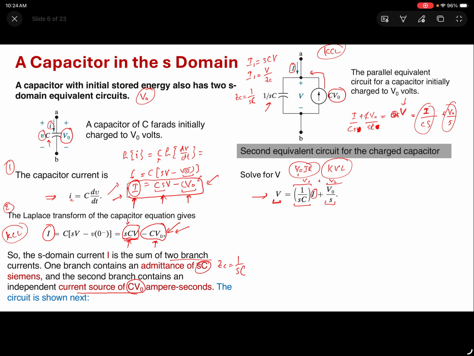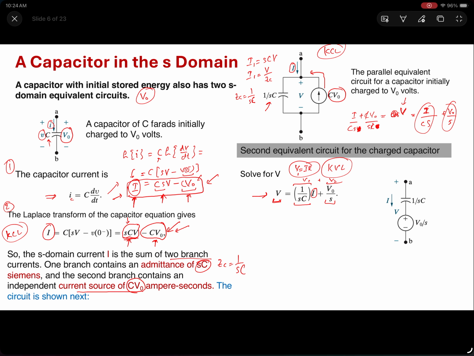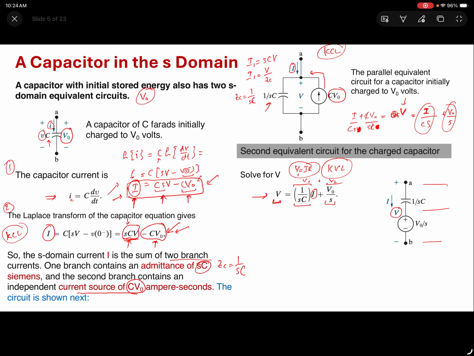So this kind of circuit shows that you can have a combination of the two voltages here, V1 plus V2, where V2 is an independent voltage source, V naught over S, and V1 is essentially the voltage across the capacitor, which has an impedance of 1 over SC. Okay, so this is how you can represent this in a series model, right? So again, this is a voltage that was a combination of V1 and V2. This voltage was simply V naught over S, and this voltage was the impedance times the current flowing through it.